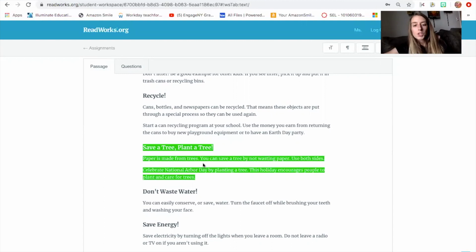Paper is made from trees. You can save a tree by not wasting paper. Use both sides. So I'm learning that paper is made from trees. I'm learning you can save a tree by not wasting paper. Celebrate National Arbor Day by planting a tree. This holiday encourages people to plant and care for trees. Okay, so National Arbor Day is a holiday that celebrates trees and tries to get people to plant trees.